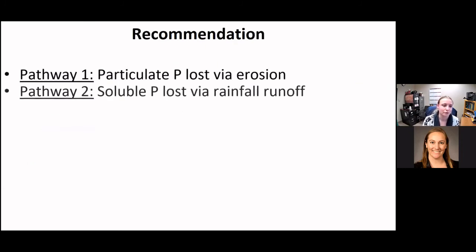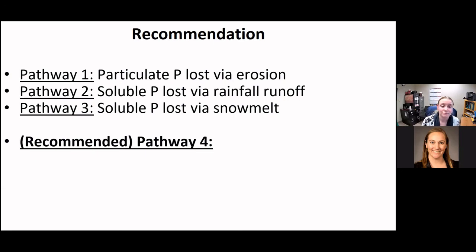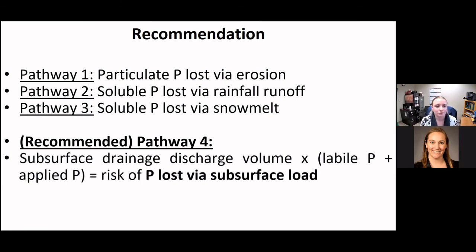My recommendation here, revisiting these three pathways: loss via erosion, soluble P loss via rainfall runoff, as well as snowmelt soluble P, I have another pathway recommendation, and I'm just going to call it pathway 4. Subsurface drainage discharge volume times label P plus applied P equals risk of P loss via subsurface load. So similar to the load equation, I'm hoping to try to capture subsurface drainage P loss with some type of loading equation like this. And that's what I'm recommending.